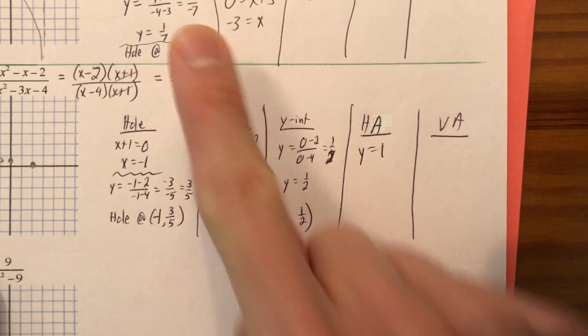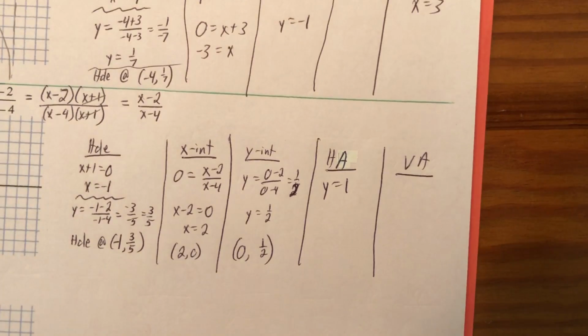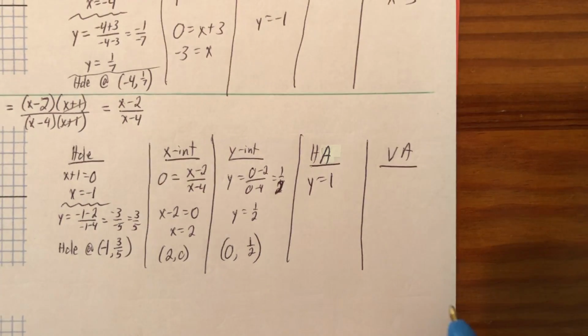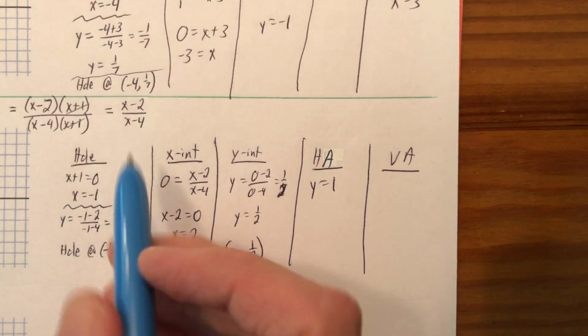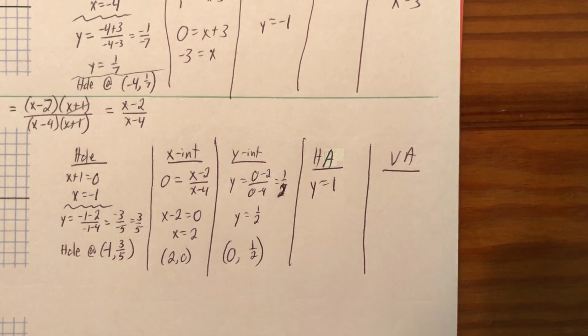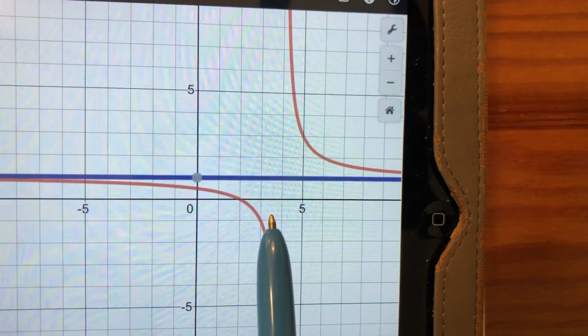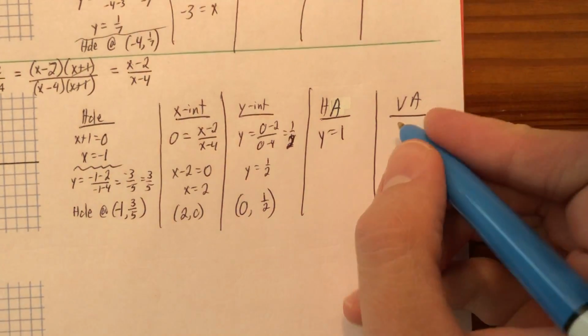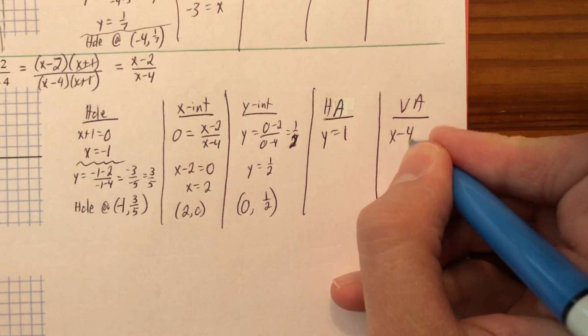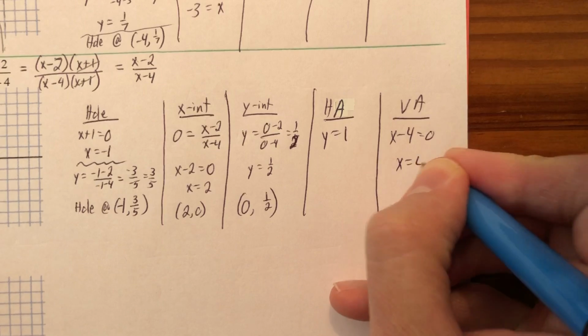Okay, it's going to get a little tricky in a minute if we try that strategy on the next problem. Vertical asymptote is where the denominator equals 0, and we can see it on our graph. It's this one right here, and it's at 4. So you could say x minus 4 equals 0. You could say x equals 4.